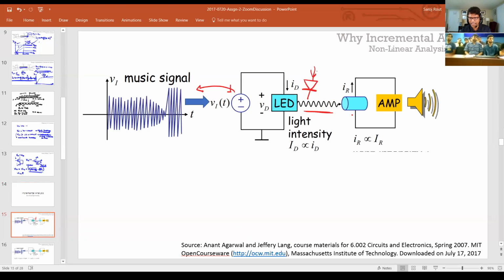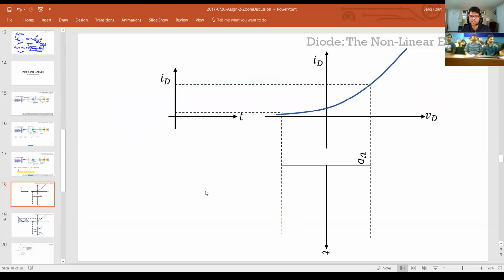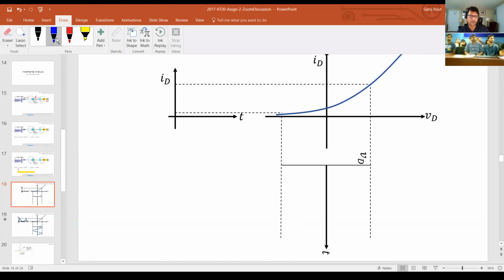On the other side, you have a diode, but it's a detector, right? The light is proportional to this current. That current gets into an amplifier and you get music out. So that's the idea. Now, there's one problem with this. VI gets converted to the diode current, and the diode current gets converted to light, which gets converted on the receiver side to sound. But one problem here is this conversion from VI to ID is a highly nonlinear process, right? The reason is you're all familiar with this diode curve, so that's your diode current equation.